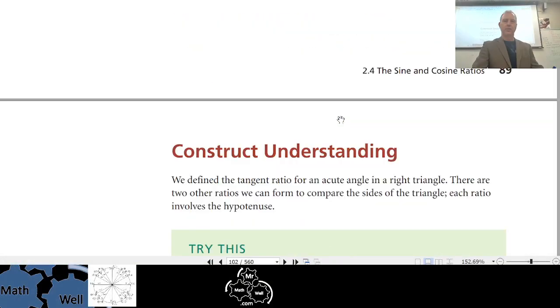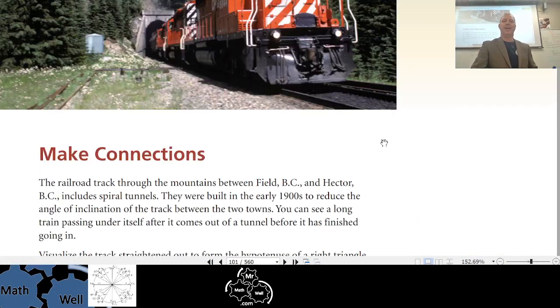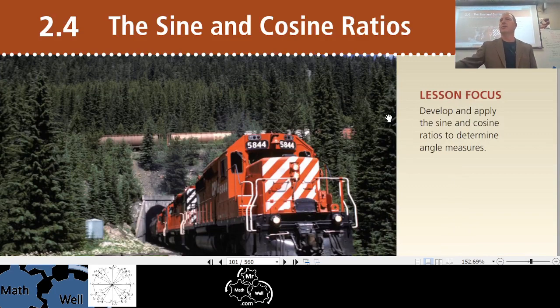All right, so today is 2.4. We talked about tangent ratio in the last few sections. We're going to talk today about the sine and cosine ratio. So when we talk about trigonometry, there's three primary trigonometric functions. One is tan. The other two are sine and cosine. Well, you've probably seen these before, grade 9.